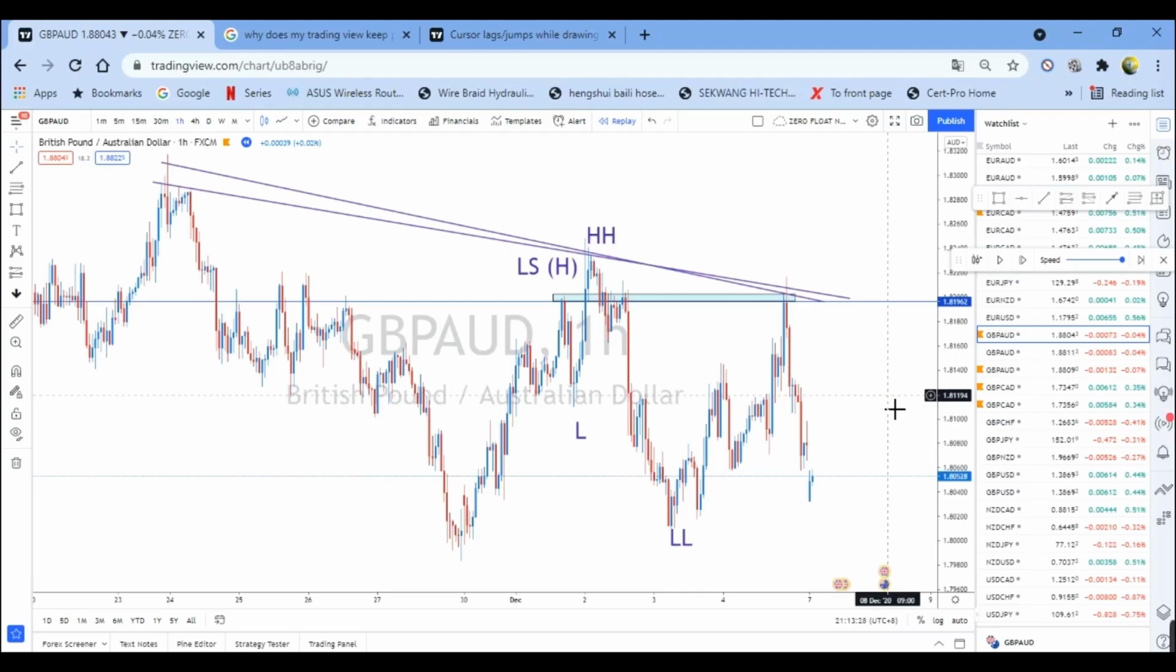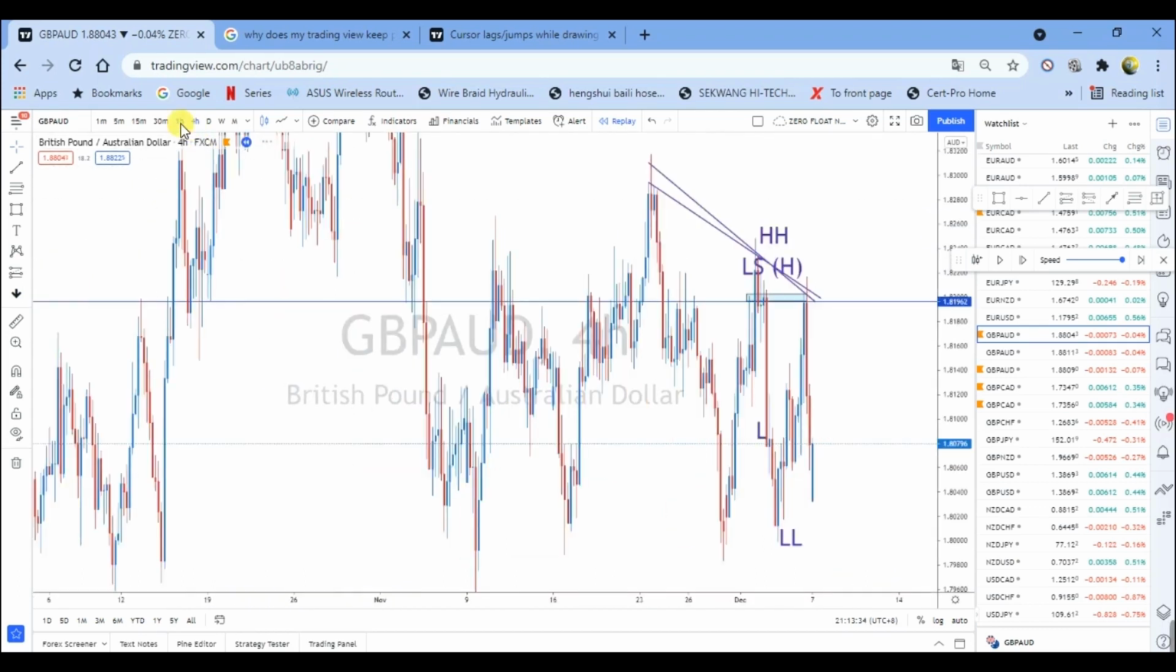So I hope that really helps you on how to identify this QMC. Plus, we use the higher time frame as our multi-time frame analysis to find our confirmation.